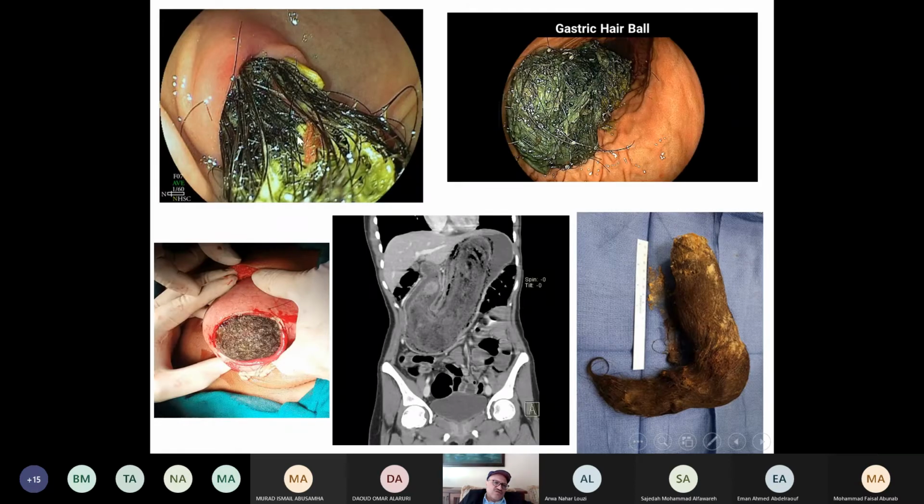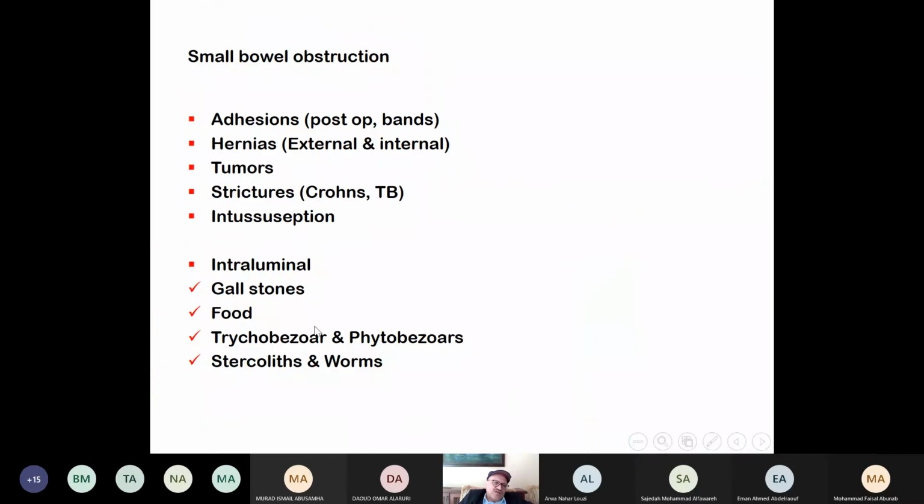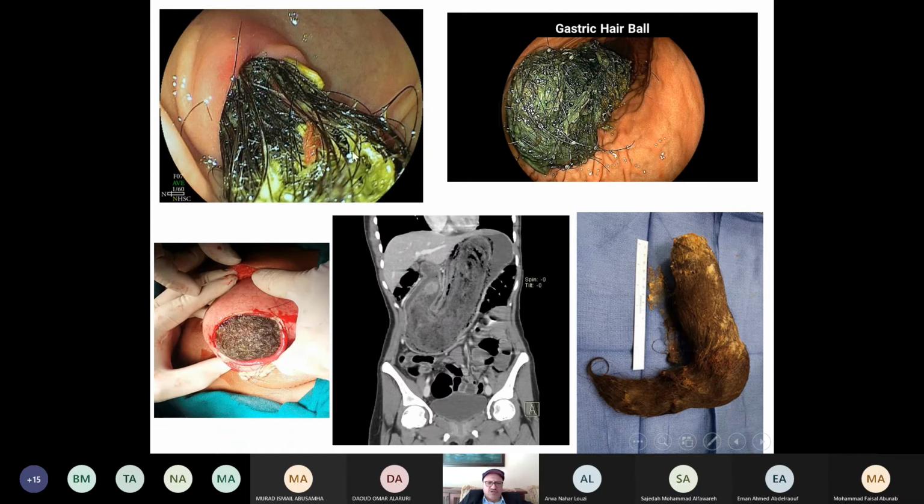So these are boluses of hair, and this is what we mean by trichobezoar. Some mentally deranged people eat hair, and the hair accumulates and gets stuck somewhere, like the pylorus. So you see the stomach full. It's taking the shape of a stomach. Sometimes it passes and gets stuck in the small intestine. This is a rare cause.